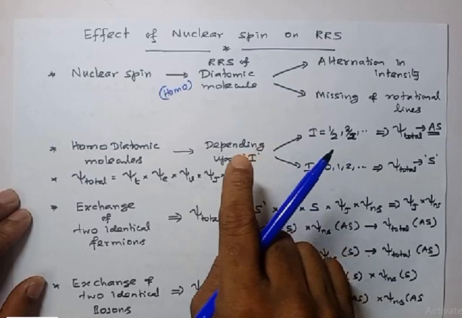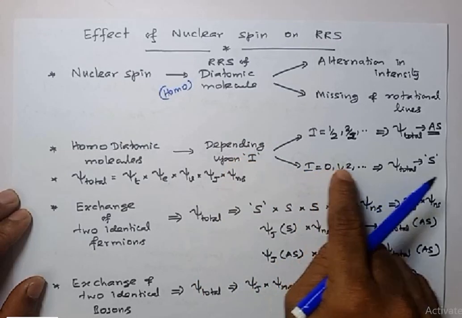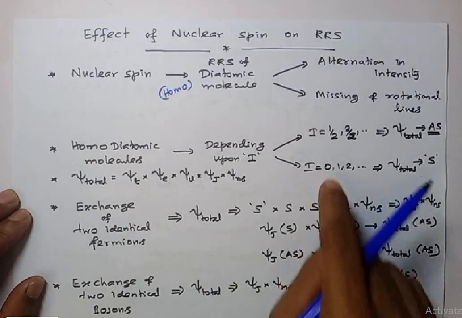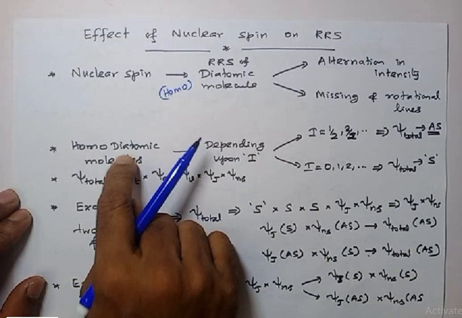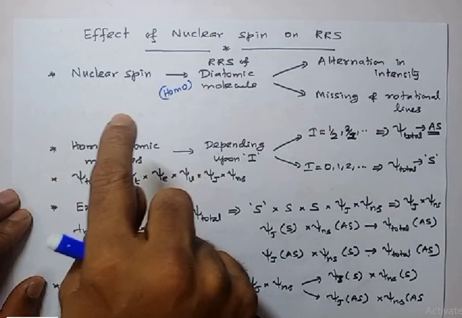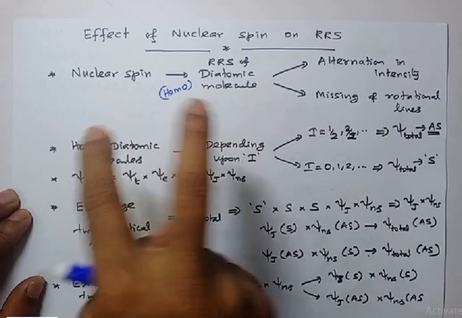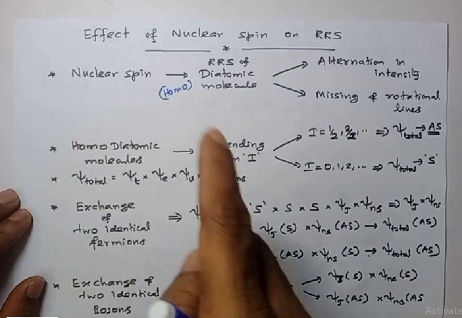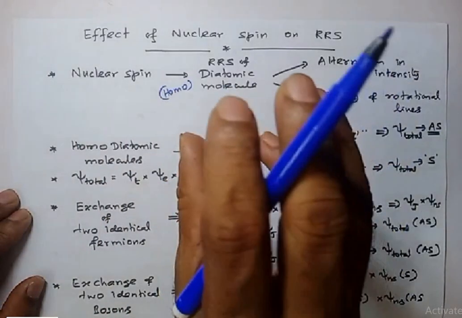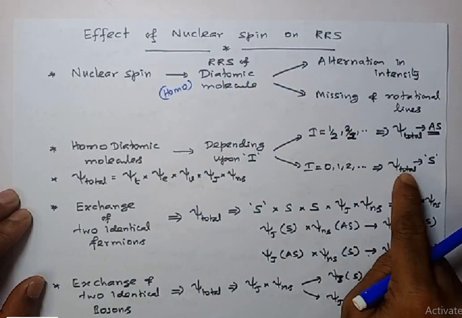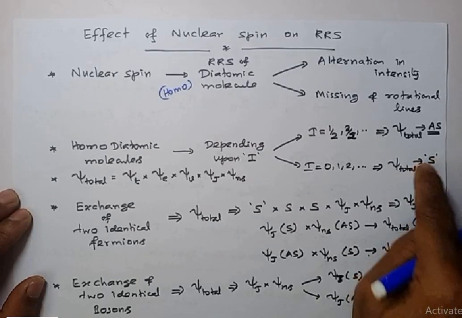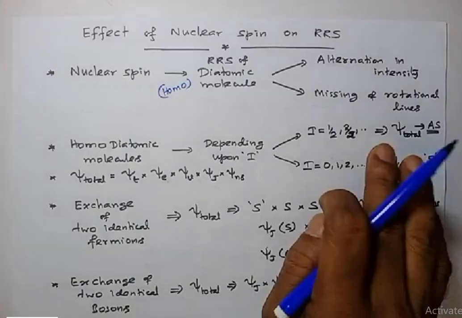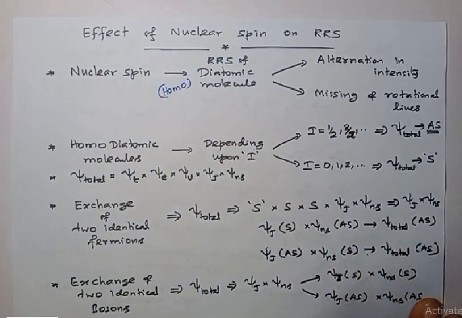Instead, if I takes integer values like 0, 1, 2, 3, then the nucleus is called a boson. In the case of a homodiatomic molecule, both nuclei are identical. If one is a boson, the other one is also a boson. They are identical bosons. When the molecule undergoes rotation, two identical bosons exchange their position. When two identical bosons exchange position, then the total wave function must be symmetric. Okay, note down, this is based on the Pauli principle.